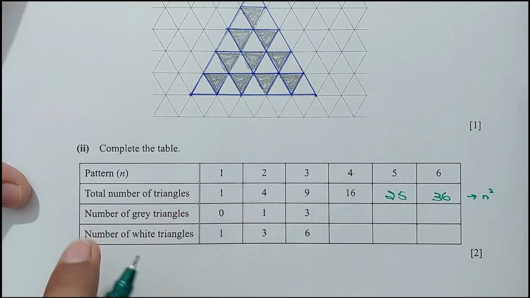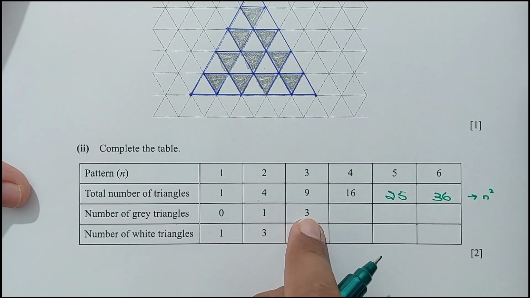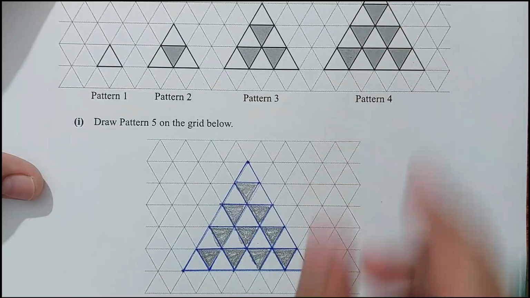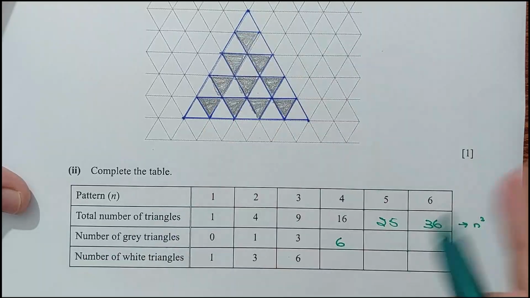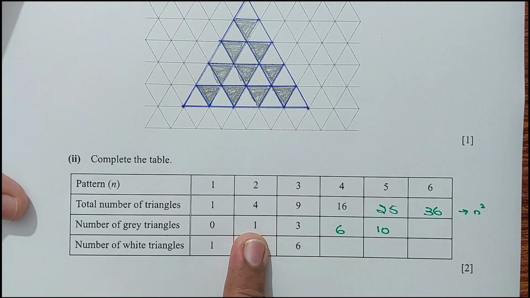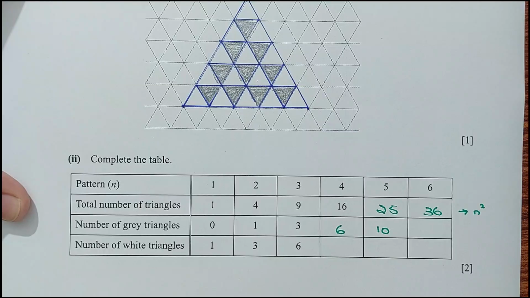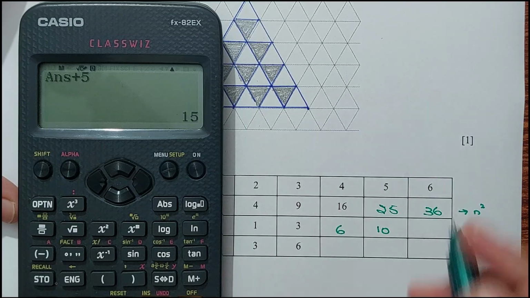All right, now the number of gray triangles. How many gray triangles? 0 gray triangle, 1, and then 3. All right, and then we have to check how many gray triangles are there. For pattern 4 we have gray triangles 1, 2, 3, 4, 5, 6. 6 gray triangles, and then 1, 2, 3, 4, 5, 6, 7, 8, 9, 10. 10 gray triangles. All right, so in 0 we add 1, in 1 we add 2, adding one more number each time, right? So first we have 0, we added 1, and then added 2, and then added 3, added 4, added 5, so that is 15.